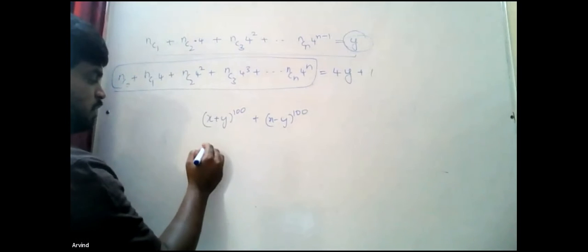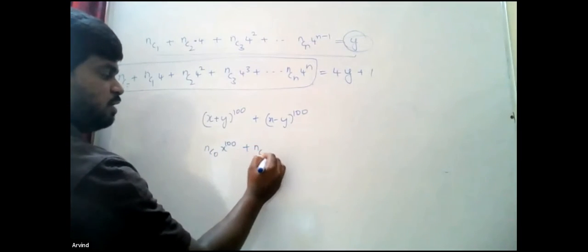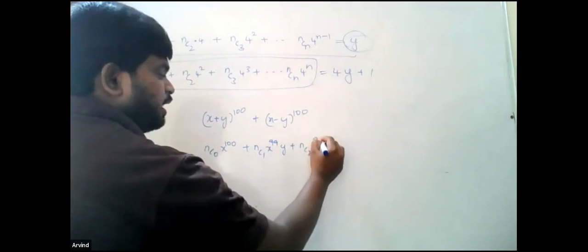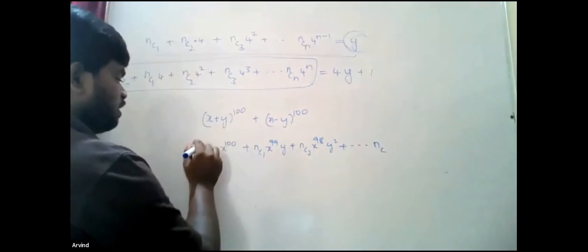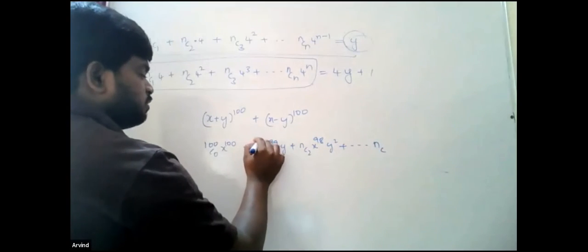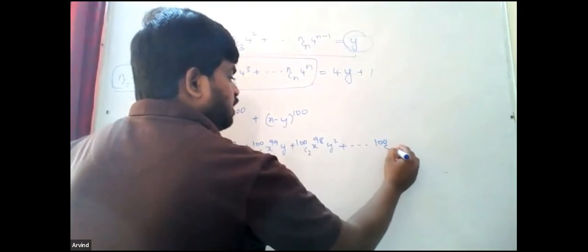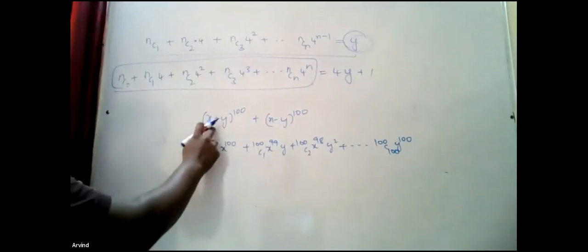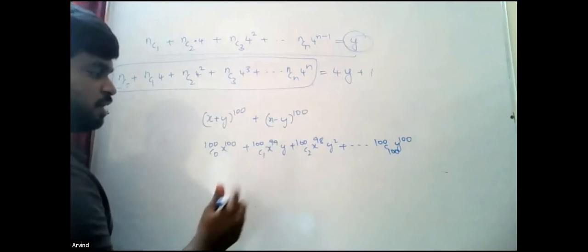If you observe, x plus y whole to the power 100, when expanded you get nC0 x to the power 100 plus nC1 x to the power 99 y, nC2 x to the power 98 y square plus so on, sorry, n is 100, up to 100C100 y to the power 100. That is for x plus y whole to the power 100. So what happens to x minus y whole to the power 100? Alternate plus and minus, same thing.